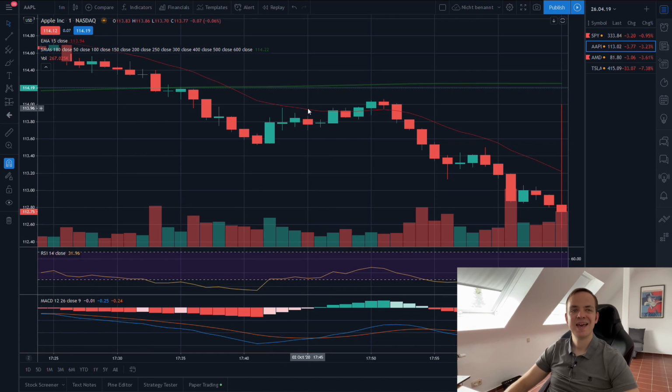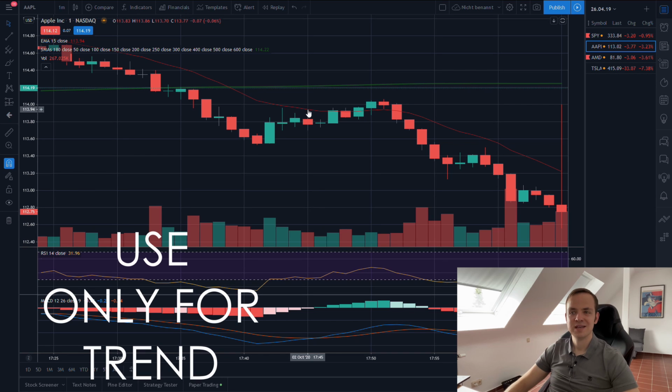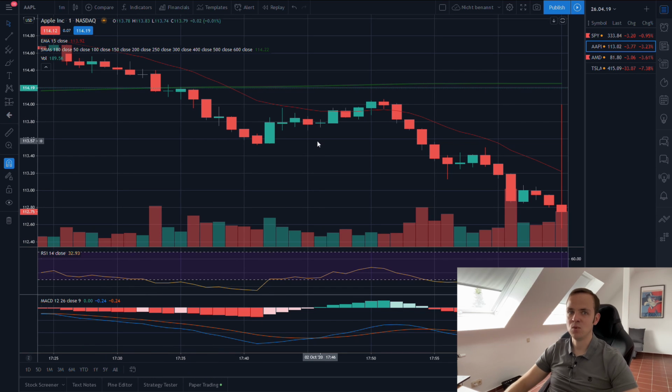You should never use this as a live indicator, just to know if the stock is trending upwards or downwards, just for you to confirm the trend.